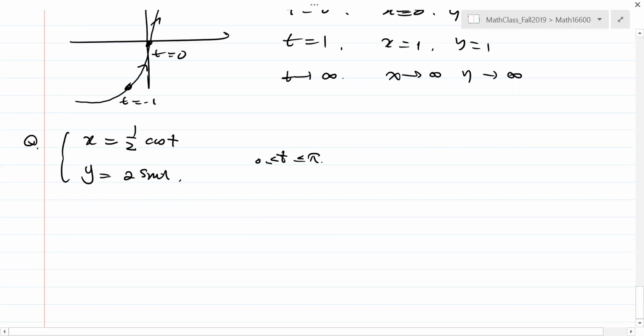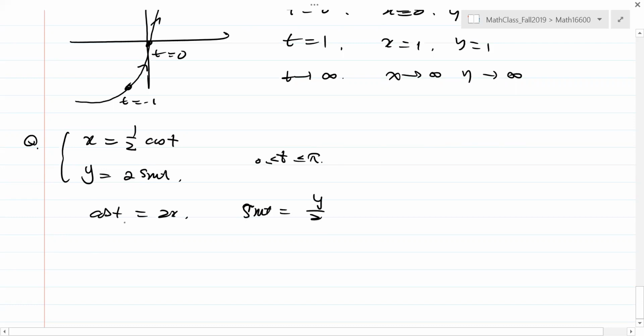You can select a few values of t and compute x and y. Then you plot those points. But it's better to get the equation in x, y first. Maybe you can quickly determine the shape of the graph. So cosine t is going to be 2x, and sine t is going to be half of y.